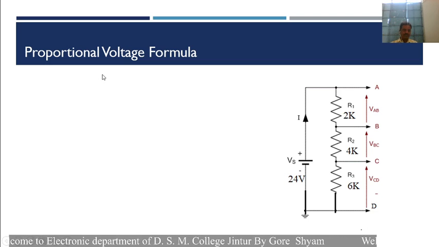Now let us see the proportional voltage formula. Okay, here this is one circuit. Here three components are connected, R1, R2 and R3, and all these components are connected in series. Okay, so let us find out the proportional voltage formula. Here the voltage across this component and this component can be obtained.